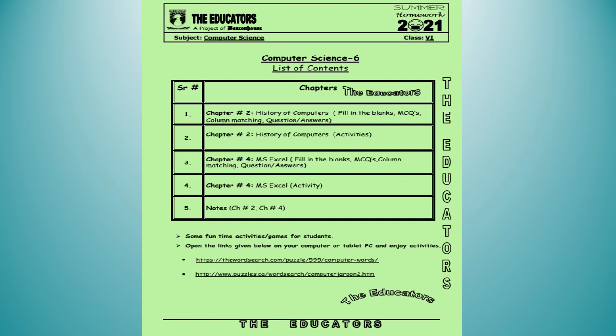Moving on to chapter number 4, MS Excel, we have fill in the blanks, MCQs, column matching, and then some question answers. We've also given an activity related to chapter number 4, MS Excel. After that, dear students, we have given notes for your convenience. And last but not the least, we have given some fun time activities and games for you, which you can do in your free time by opening the links given below. So I hope that the computer portion of your summer pack is also now clear.